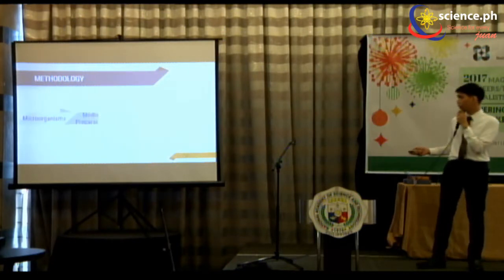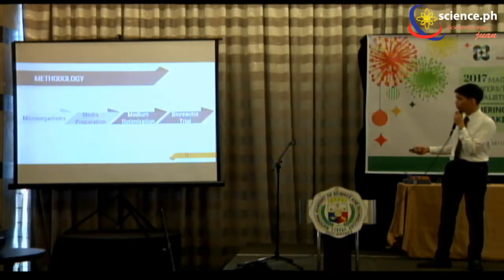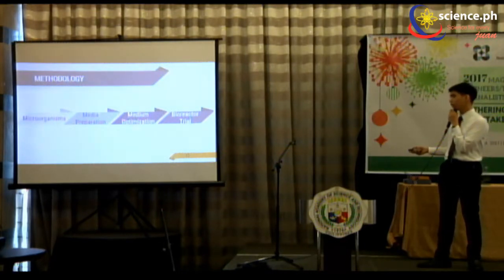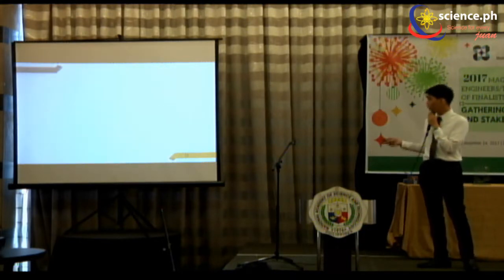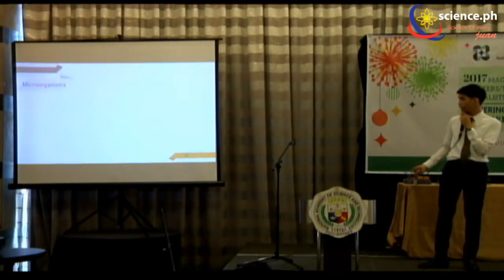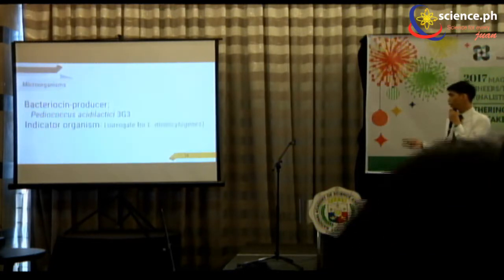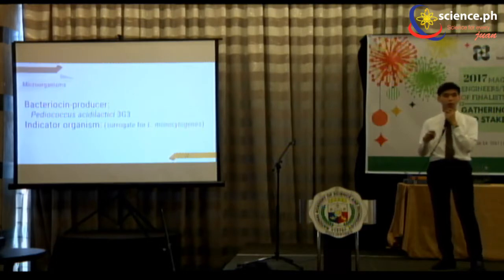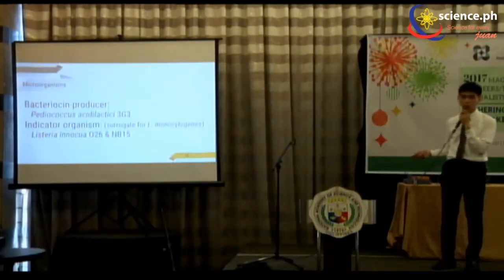Here's an overview of the methodology. The first step is the selection of the microorganisms. Second is the media preparation, third is medium optimization, and the last step are the bioreactor trials. Let's start with the accession of the microorganism. The chosen bacteriocin producer is Pediococcus acidilactici, while the chosen indicator organism that will be used to measure the bacteriocin inhibitory activity is Listeria innocua.